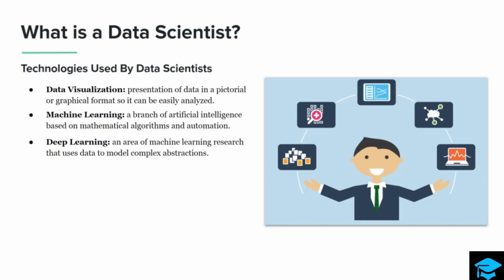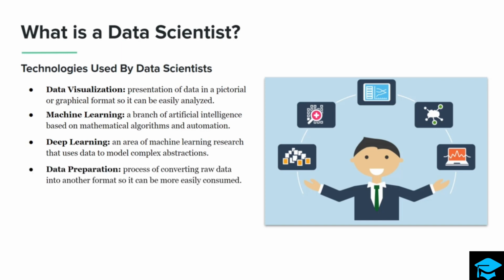We're going to go into that later on in this course, but deep learning is where machines are learning on their own based on various neural networks that are modeling the neural network of the human brain. And we're going to walk into that and really get into that later in this course, but deep learning is essentially the next step up from machine learning. And then data preparation, this is where you're converting raw data into another format so it can be easily consumed, right?